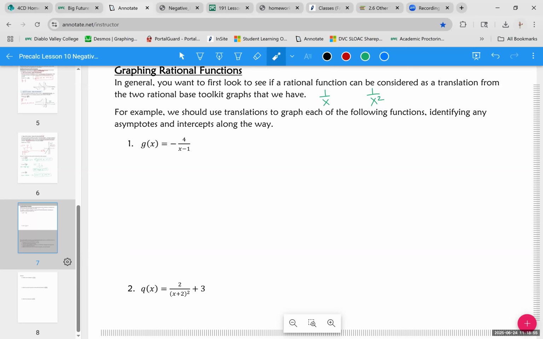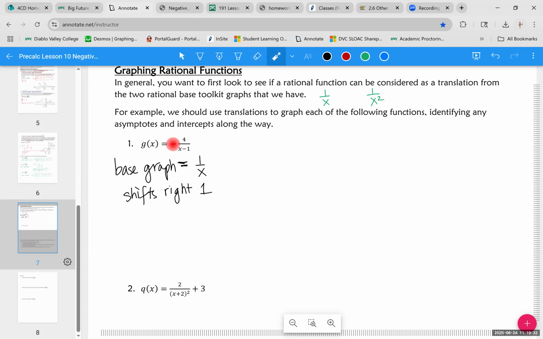So what we're going to do is start by identifying the base graph. In this case, because it's 4 over x, my base graph would be the 1 over x. Now we're going to talk about what kinds of translations we see. So what does the x minus 1 do? That shifts it right 1. I don't have any addition or subtraction out here, so that means it doesn't go up or down.